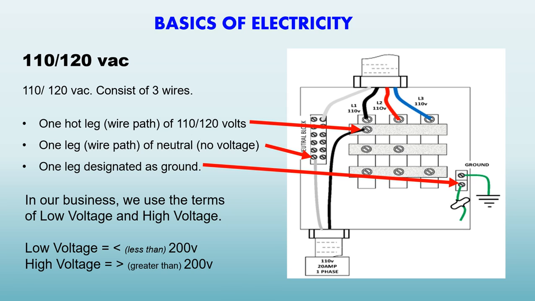In our business, we use the terms low voltage and high voltage. Low voltage is anything that's under 200 volts of alternating current. High voltage is considered 200 volts and greater. The reason we need to know the difference between low voltage and high voltage is because you test differently using a multimeter.